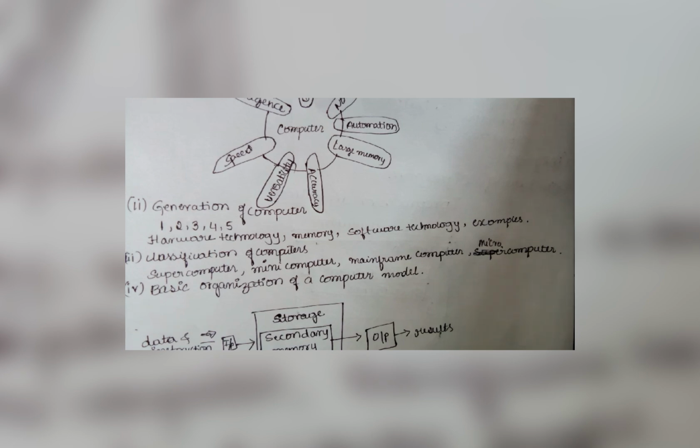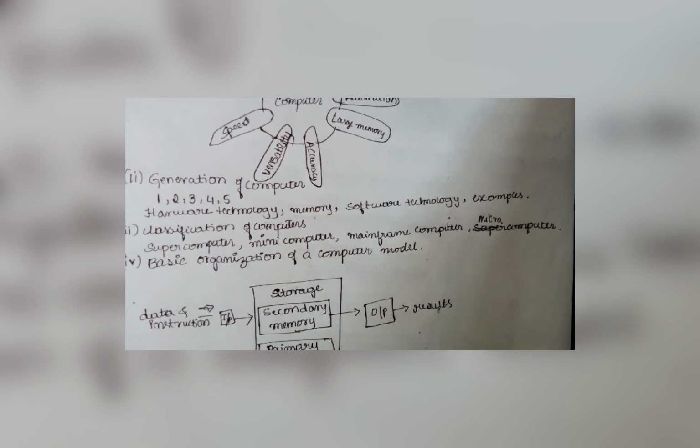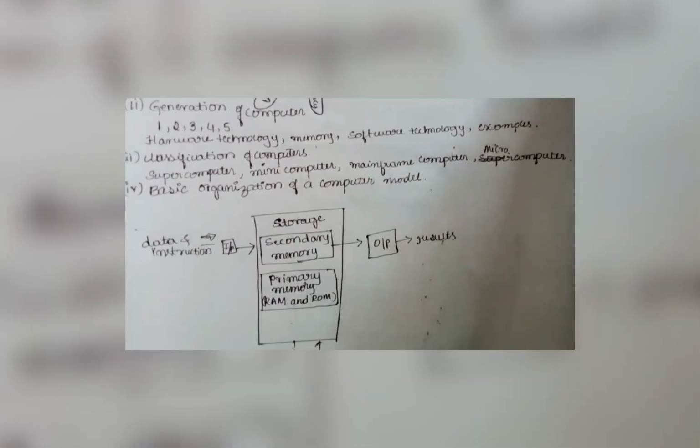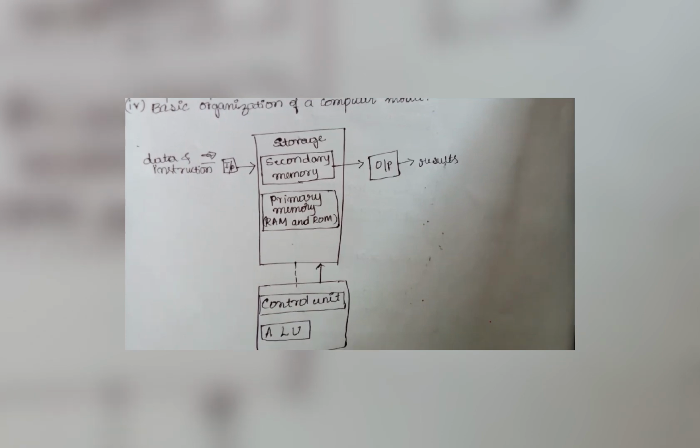Then they ask: describe the basic organization of the computer with a neat model. This is the model of computer organization. You should write this and explain how the execution works.